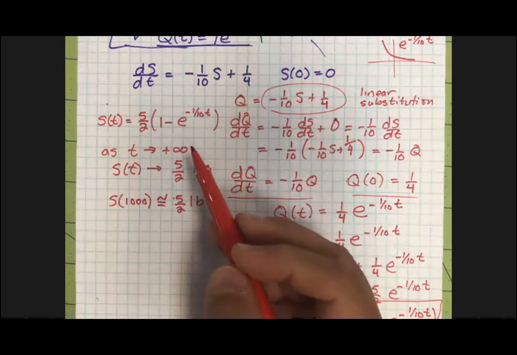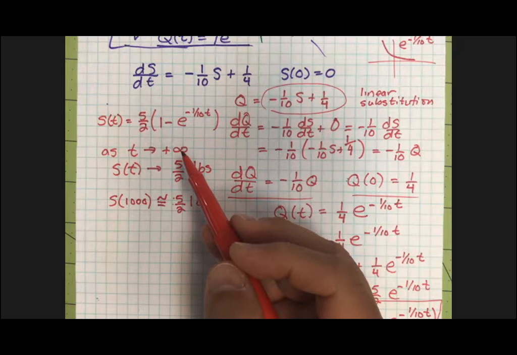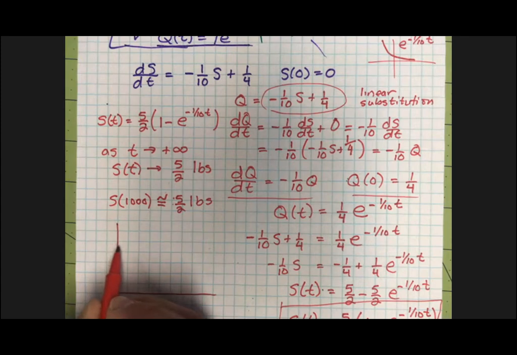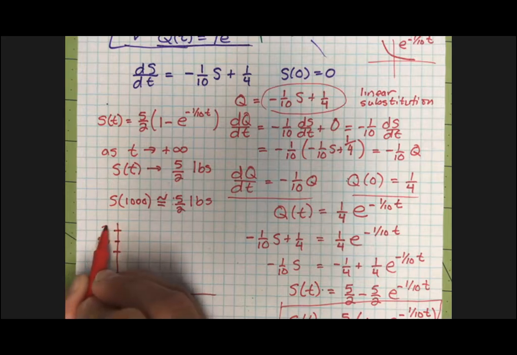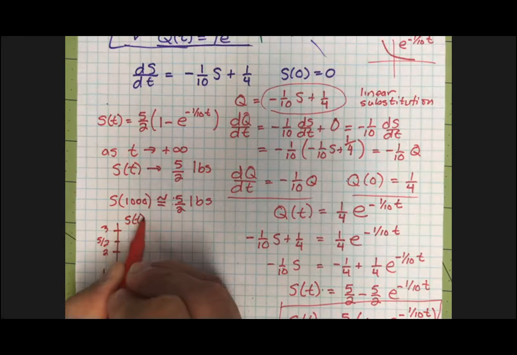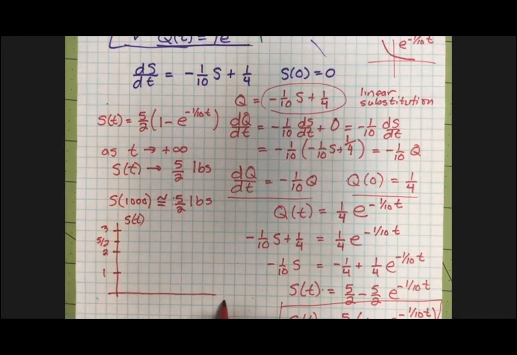What happens after 1 minute, 10 minutes, 60 minutes? Let's think about this visually. So first I'm going to mark 5/2. 1, 2, 3. There's my 5/2. This will be the salt in the tank at any time. And then here, this will be my time scale. I know that after a very, very long time, the salt in the tank is going to level off at 5/2. How is it going to level off?